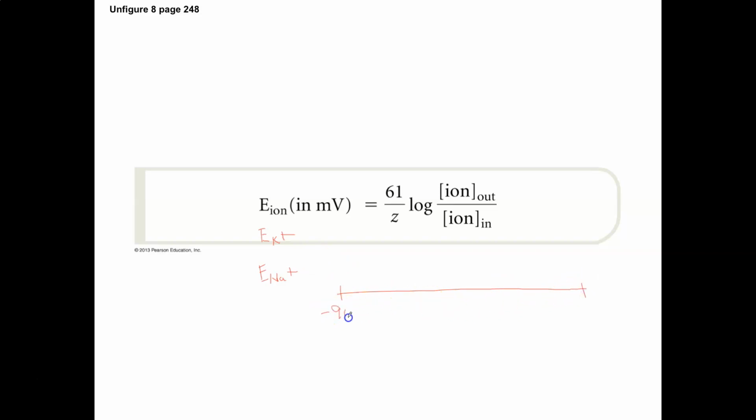If equilibrium for potassium is at negative 90 millivolts and equilibrium for sodium is at positive 60 millivolts, then resting membrane potentials for cells are going to fall somewhere in between, since these are the main ions for resting membrane potential. And it turns out that most cells fall into the negative 85 to negative 60 millivolt range for resting membrane potential. As we now move into the nervous system, we're going to see how we can change the resting membrane potential and actually do work.